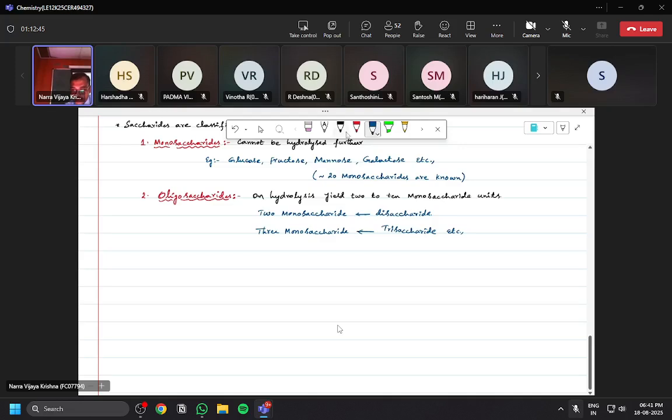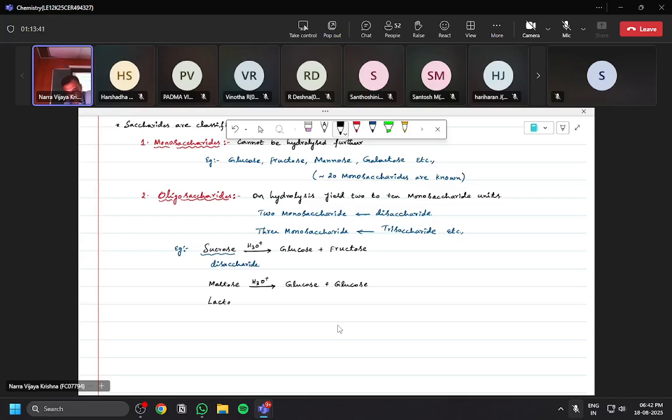For example, if I take sucrose, on acid hydrolysis, sucrose gives glucose and fructose. So how many monosaccharide units am I getting? Two. That's why sucrose is a disaccharide, a type of oligosaccharide. In the same way, maltose on hydrolysis gives 2 glucose units. Therefore, it is also a disaccharide.